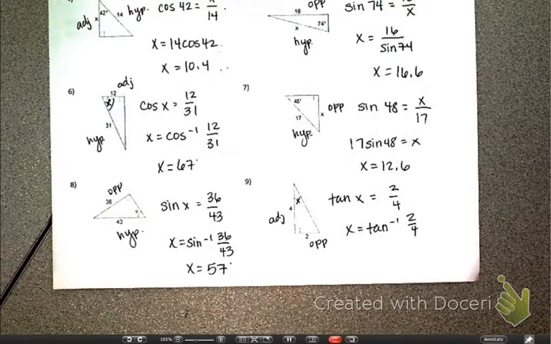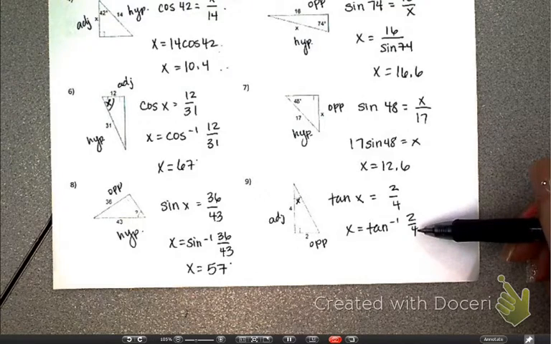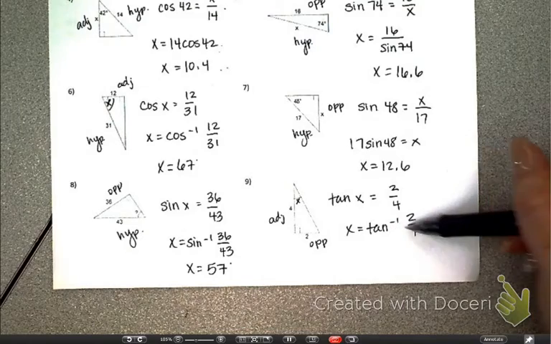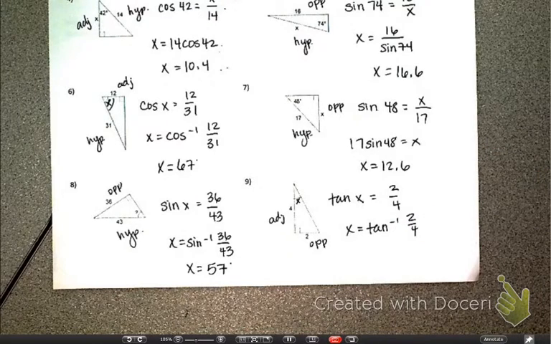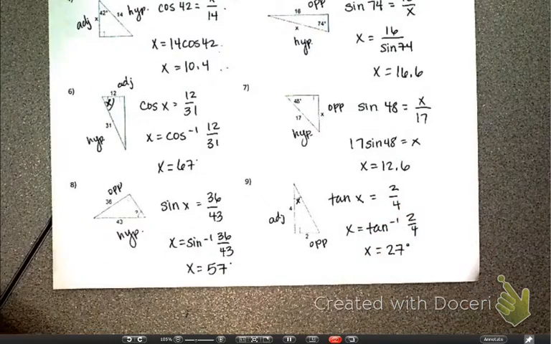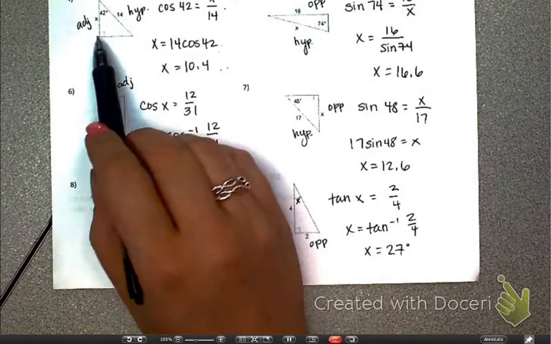Someone asked me yesterday if they can reduce this fraction. Absolutely. If you want to, you can. So if you're in your calculator, you want to plug in the inverse tangent of 1/2, it's the same thing as 2 over 4. Do you need to do that? No, because you're just using your calculator. So the inverse tangent of 2 over 4 is 27 degrees. Yes, so I rounded to the nearest whole number.